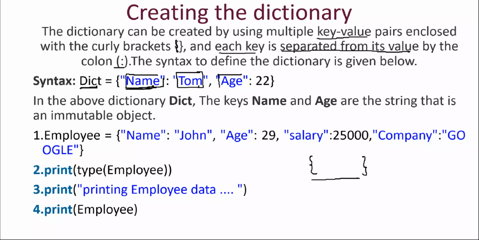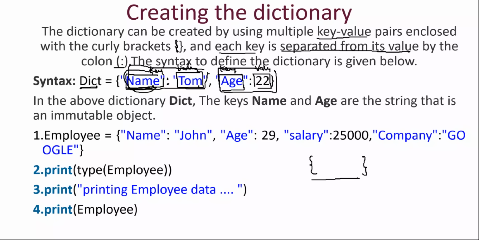Suppose you take age as a key. Its value is 22. So here name is a key, colon, its value is Tom. Name is a key, age is a key, and its value 22 is a value. So this is one key value pair, this is another key value pair. Like that, you can have multiple key value pairs.